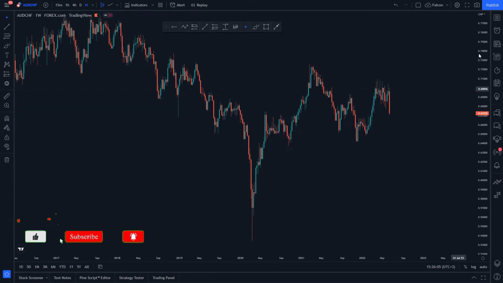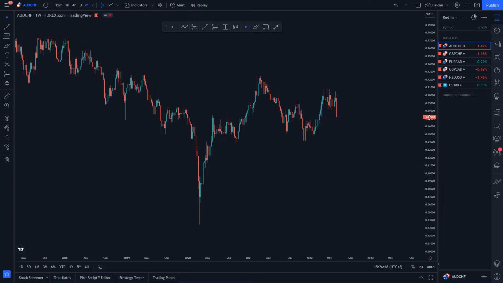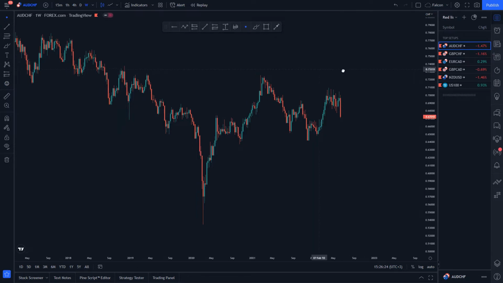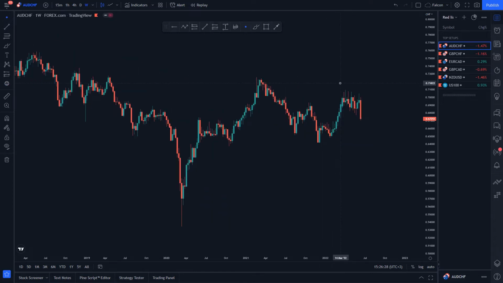So today we are going to analyze some few pairs. You can see I have Aussie CHF, Pound CHF, Euro CAD, Pound CAD, Kiwi dollar, and NASDAQ. Okay, so last week we had a lot of impulsive moves due to news. As you can see, this last week candle was so impulsive, but we are going to analyze these 6 pairs and see how the week ahead will be shaping up.